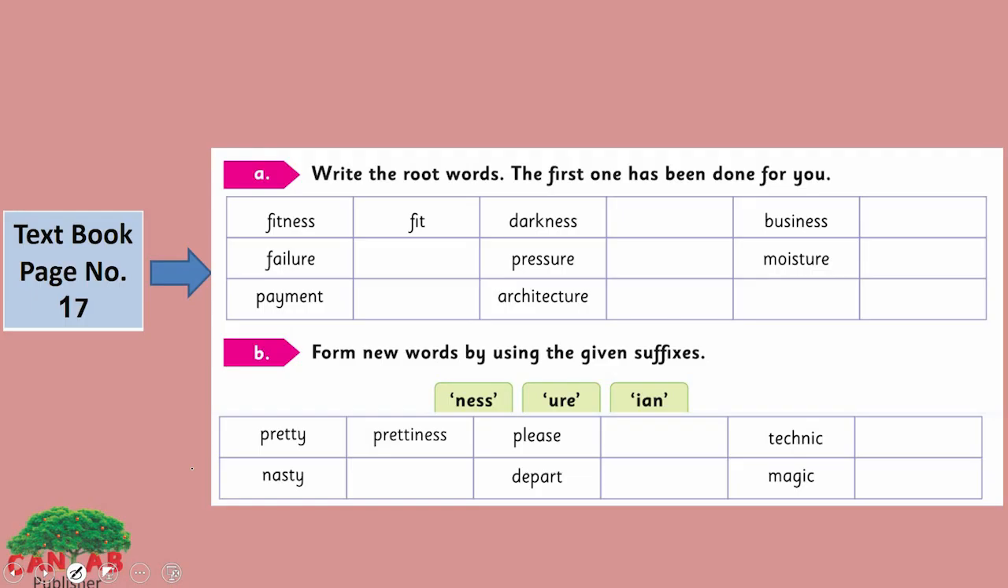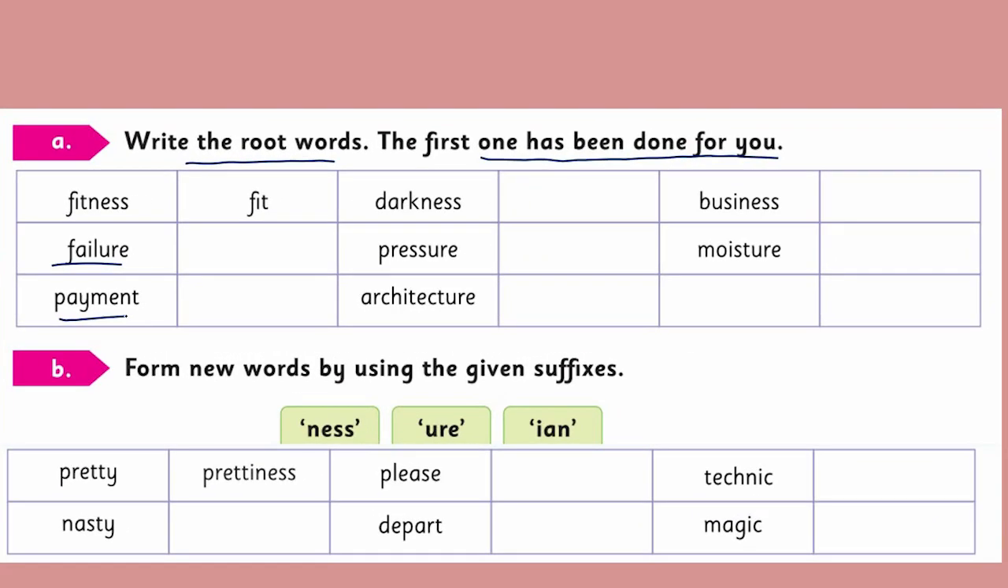Now look at page number 17 of your textbook. We have an exercise here of suffixes. Write the root word. The first one has been done for you. You have to write the root word, the original word here. The words are written with the suffixes here already. The first one is done for you. The original word is fit and ness is a suffix word. So you have to write the root or original word here. So failure becomes, if we remove ure from it, it becomes fail.